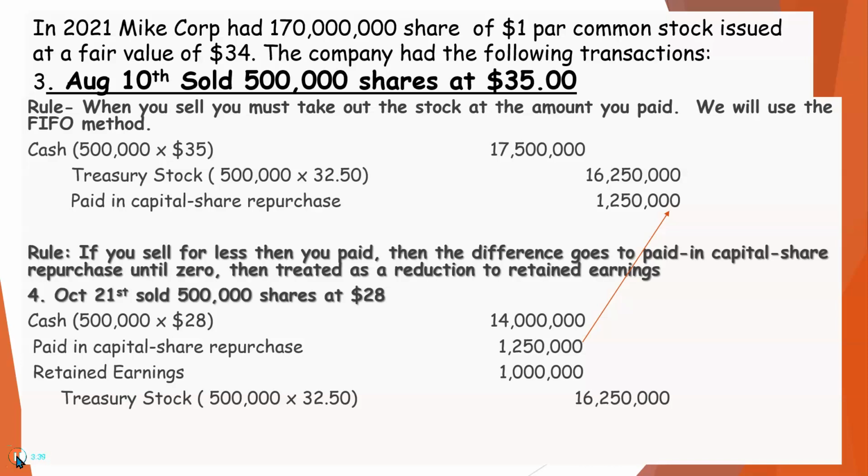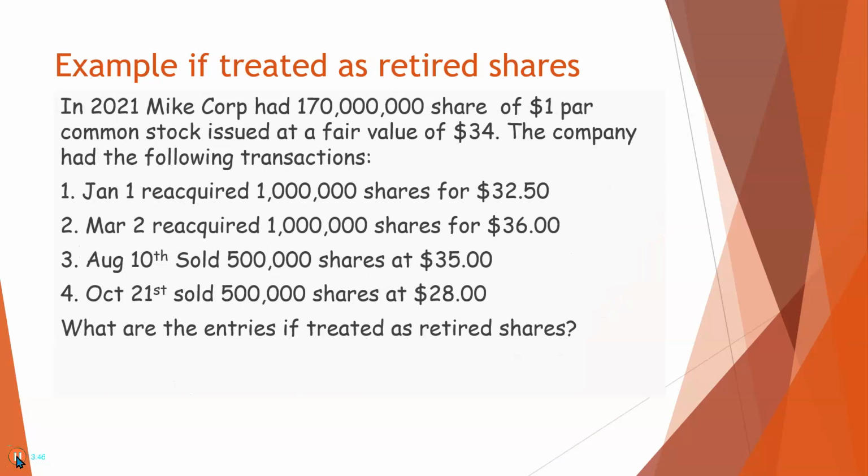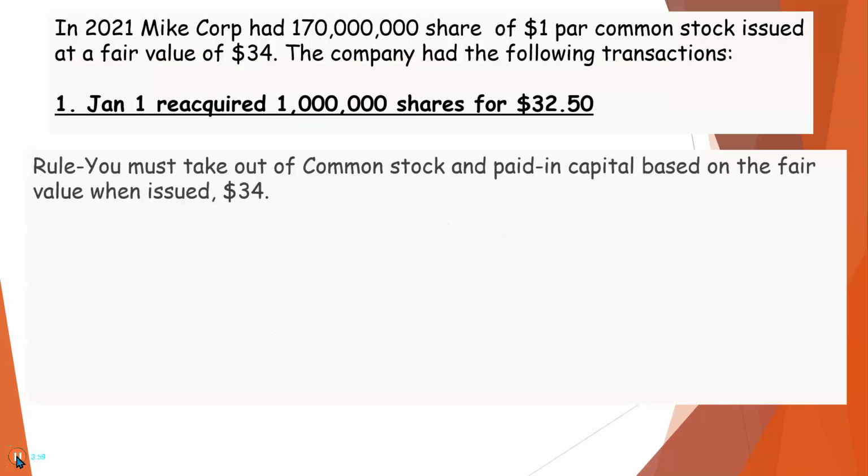Now we're going to take a look at the same example, but what happens if we treated them as retired? Same problem, and now what we're going to do is treat them as if we retired them and then reissued them. So on January 1st, we reacquired 1 million shares for $32.50. Rule, you must take out of common stock and paid in capital based on the fair value when issued, which is $34.